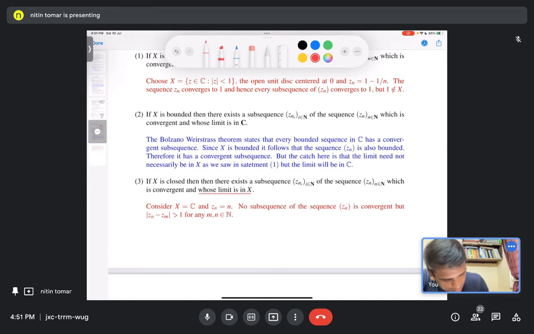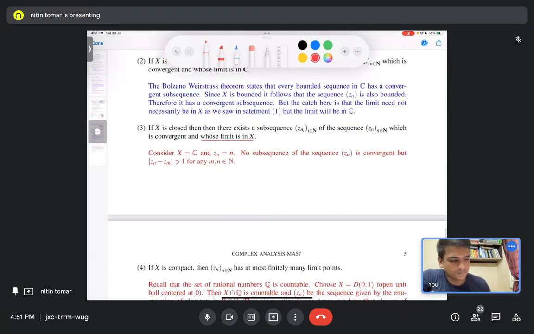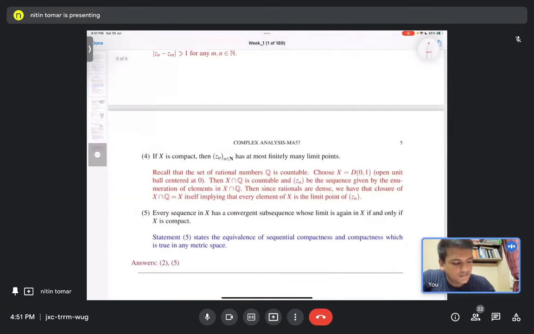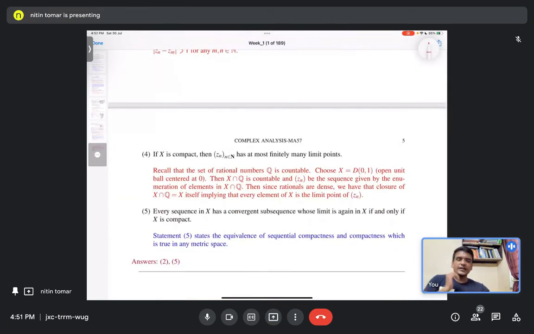It should be greater than or equal to one. Yeah. Now, if X is compact, then Zn has at most finitely many points. Okay.